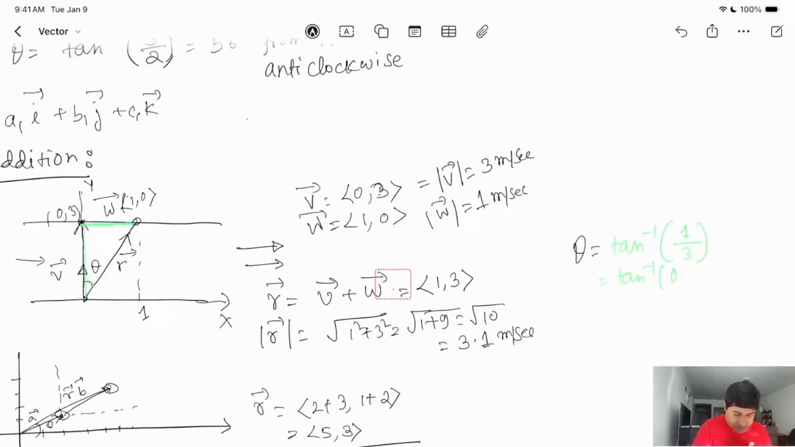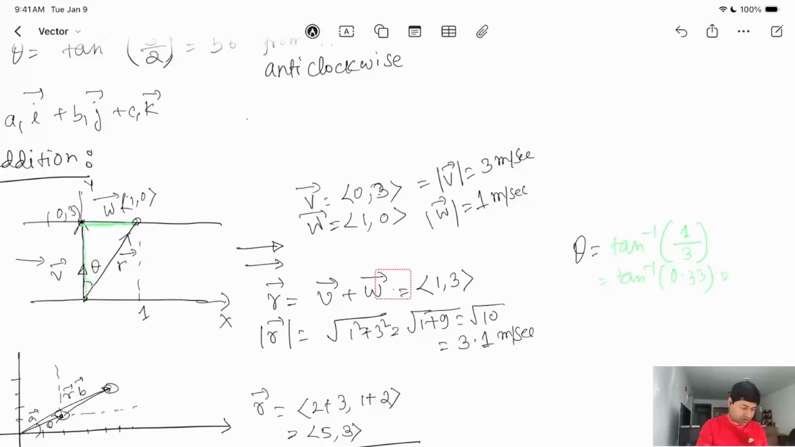Tan inverse of the 0.33 value, whatever the value it is. I think it could be close to 20 degrees, 30 degrees, something like that. But that should be the value here. So you changed from the true north by that particular degree to the east side, right?